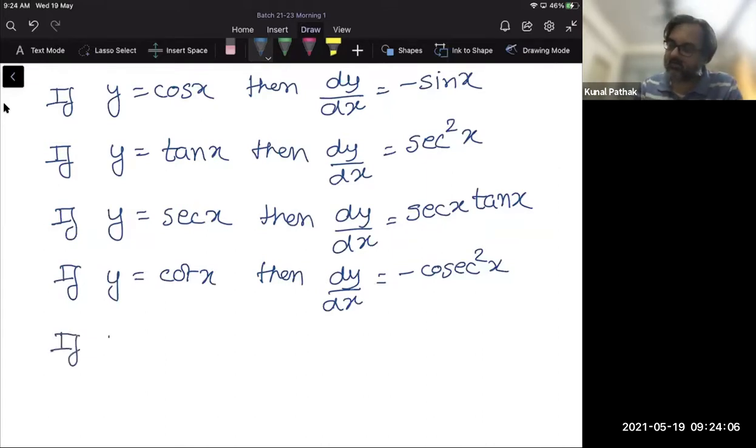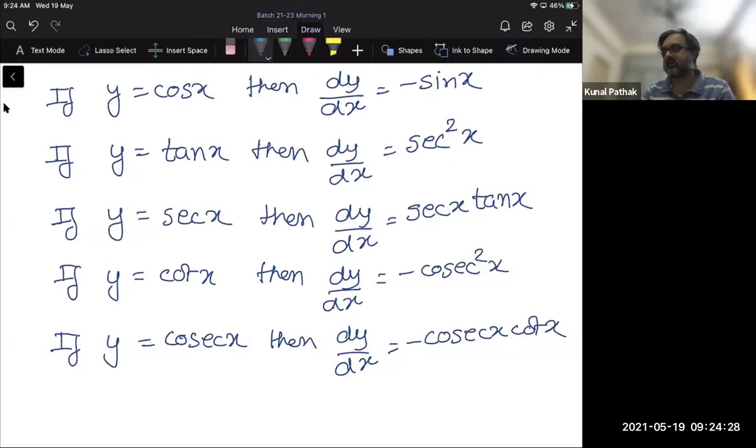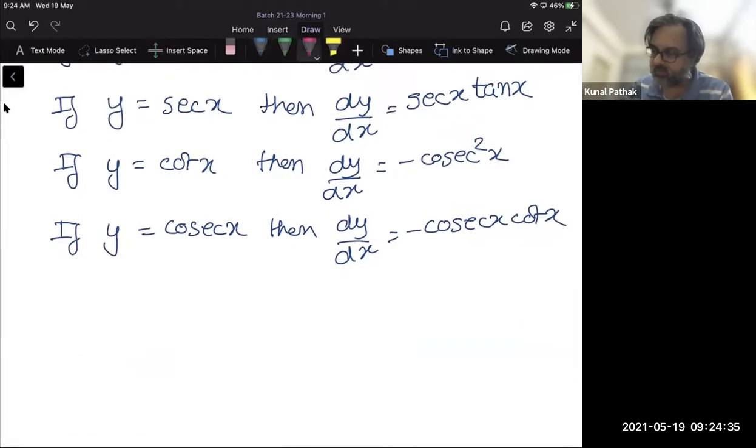And we get y is equal to cosec x. Then dy by dx is equal to minus cosec x multiplied by cot x. Okay, now it may seem very weird. How did it come? But I will show you the proof of one. Okay. I'll show you the proof of one.